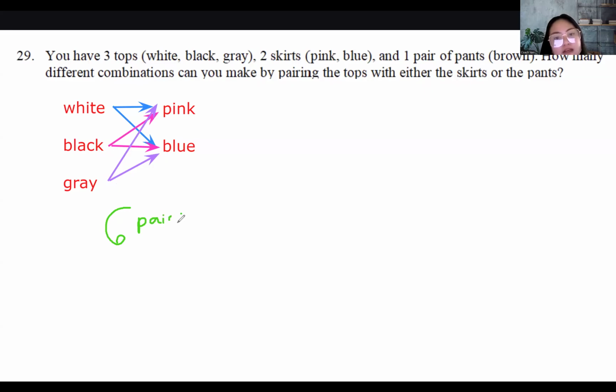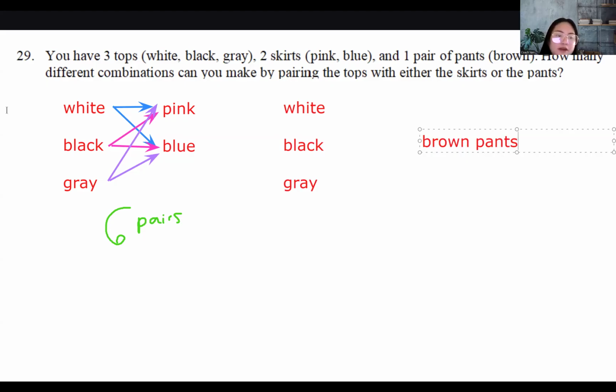Now, let's pair the shirt to the pants. So your shirt is white, black, and gray. And your only pants is brown. So the only way to pair the white one is by pairing it to the brown pants. And then the black shirt, you can pair it to the brown pants as well. And the gray shirt, you can pair it to the brown pants as well. So that is 3 pairs.